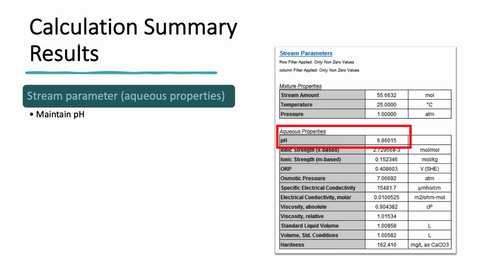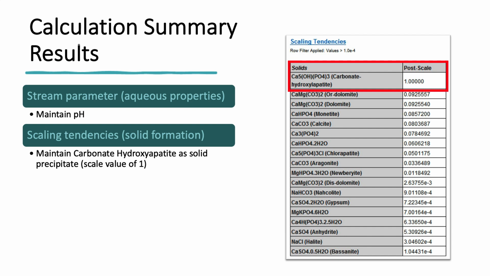The scaling tendencies provide a list of predicted solid precipitates to be formed on a scale from 0 to 1, 1 meaning a solid formed. The goal is to maintain carbonate hydroxyapatite as a solid precipitate, so a scaling value of 1 and all other precipitates at a minimum. Carbonate hydroxyapatite is the solid precipitate of interest given it will most resemble the formation of human bone.